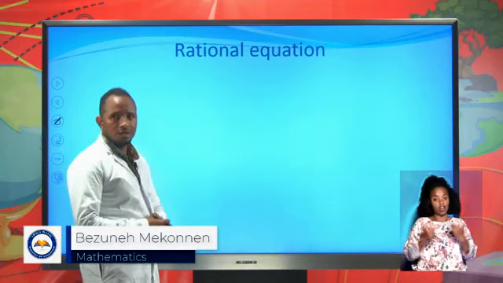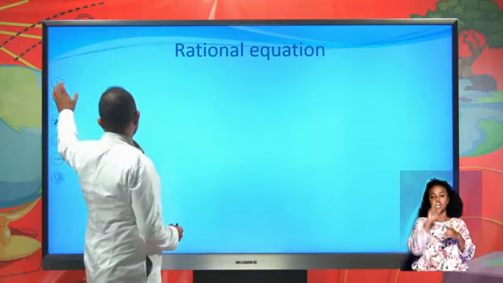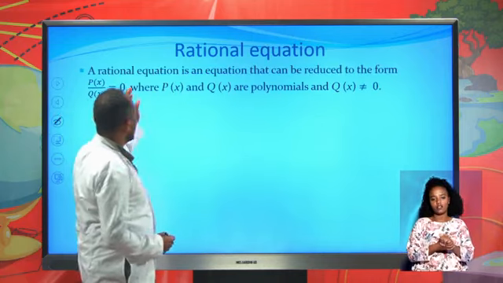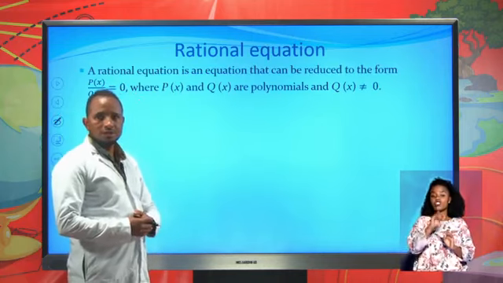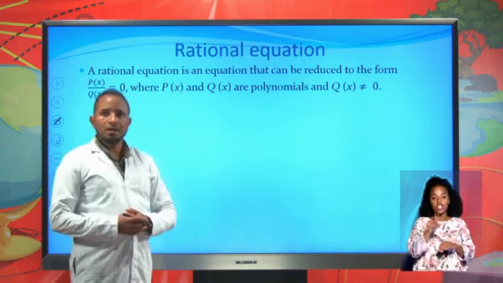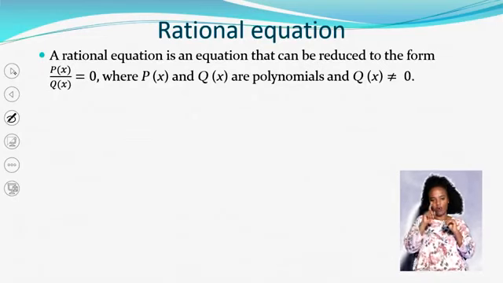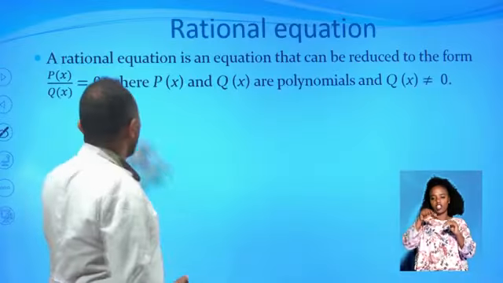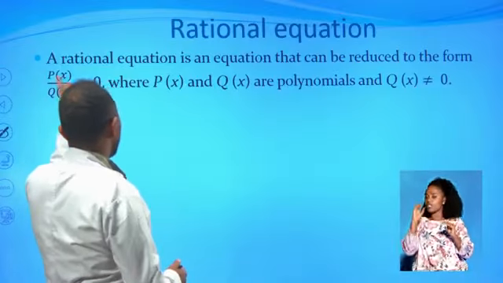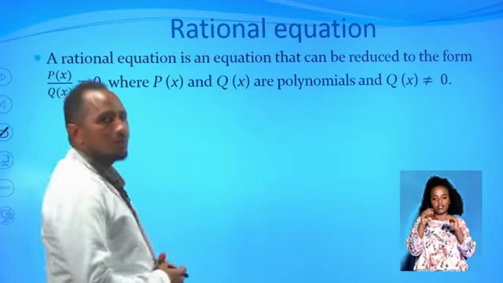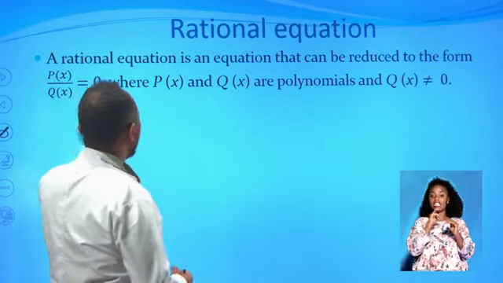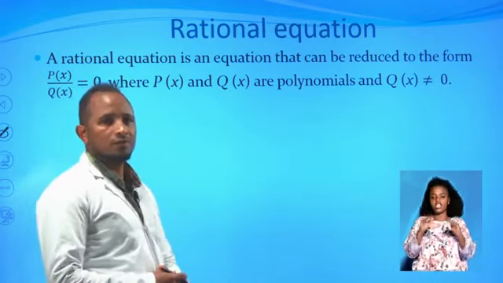Now first let's see rational equations. A rational equation is an equation that can be reduced to the form p of x over q of x equal to 0, where p of x and q of x are polynomials and q of x is different from 0.